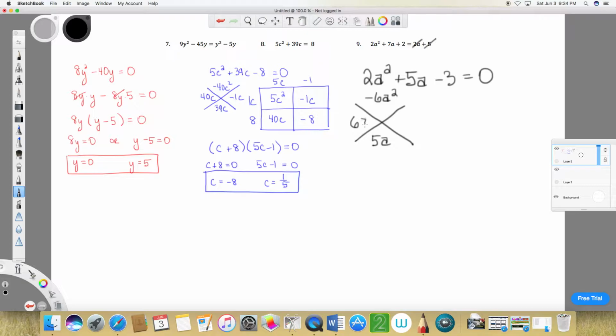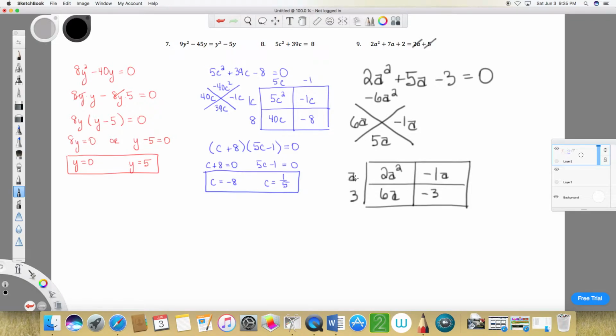So 6a times a negative 1a, I think, does the trick. When you multiply those together, you get the top expression. When you add these together, you get the bottom expression. So let's put this in the form of a table. We always put the first term and the last term from the original equation that was written in standard form along one diagonal, and the values that we found within the x along the other diagonal. Then factor what's common to each.